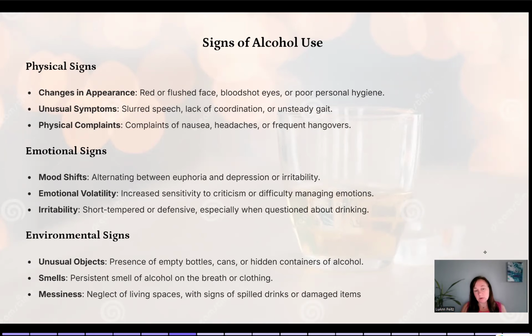Irritability, short-tempered or defensive, especially when questioned about drinking. Environmental signs, unusual objects could be presence of empty bottles, cans, or hidden containers of alcohol. Smells, persistent smell of alcohol on the breath or clothing. This is a big one, right? Messiness, neglect of living spaces with signs of spilled drinks or damaged items.